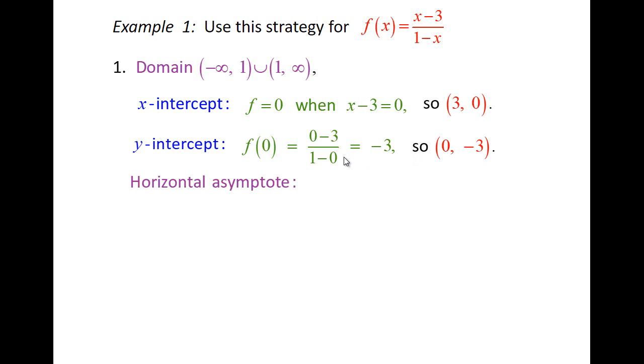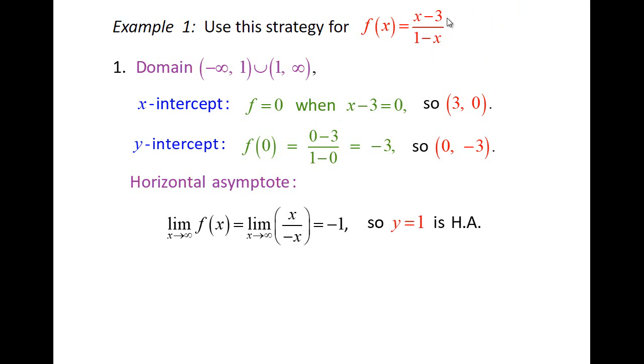Let's see if there are any horizontal asymptotes. For that, we need to look at the limit of f as x goes to infinity. Because the numerator and the denominator are just powers of x, when x is big, the limit will be determined by the leading terms here. So x over negative x, and that's negative 1. So y is equal to negative 1. That's a horizontal asymptote.